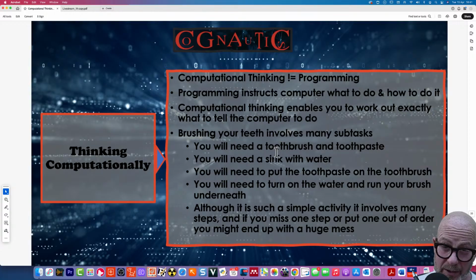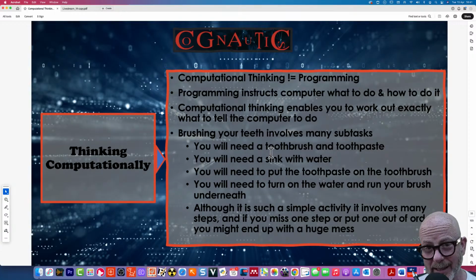Thinking about brushing your teeth, it's also got many subtasks. You need a toothbrush, you need toothpaste, you need a sink and water, obviously. And you've got to put the toothpaste on the toothbrush, well, you know how to brush your teeth. But you can see that even though that's such a simple activity, it involves a huge number of steps. And if you miss one step out, it all goes wrong.